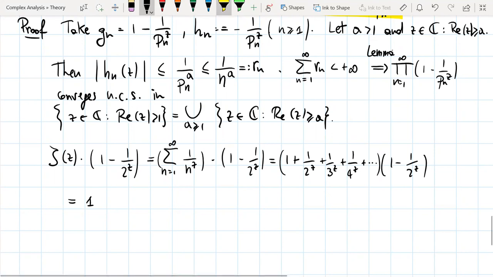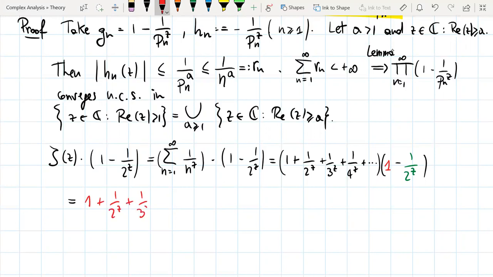So if we multiply now by 1, let's use another color for 1. We use red, and for 1 over 2 to the z, let's use green. Then when we multiply by 1, we get the red terms, so 1 plus 1 over 2 to the z, plus 1 over 3 to the z, plus 1 over 4 to the z, and so on. And now when we multiply by minus 1 over 2 to the z, what do we get? So we start getting 1 over 2 to the z, minus 1 over 4 to the z, minus 1 over 6 to the z, and so on.